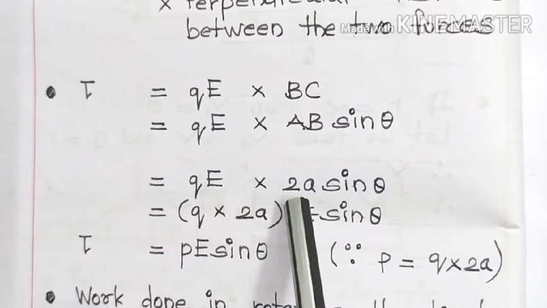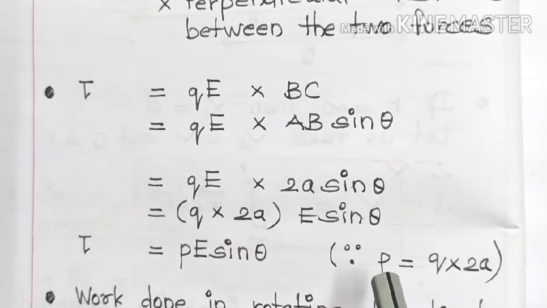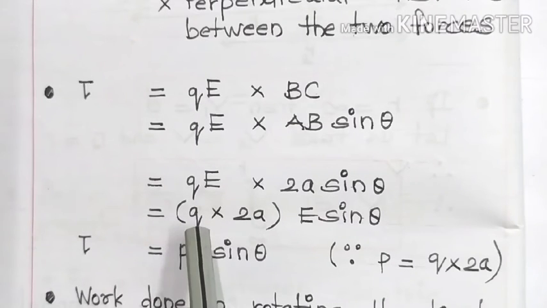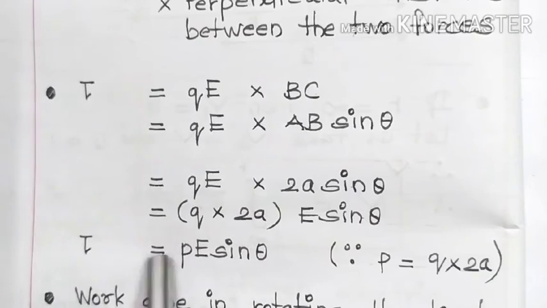So q into 2a E sin theta. q into 2a is nothing but small p, which is the dipole moment. So in the place of q into 2a, let me write p. So tau, that is the torque, is equal to pE sin theta. So now we have got the expression for tau, that is torque.